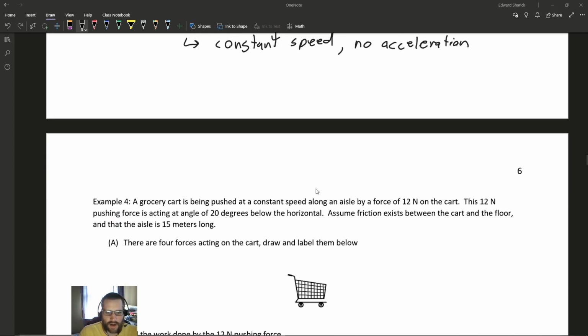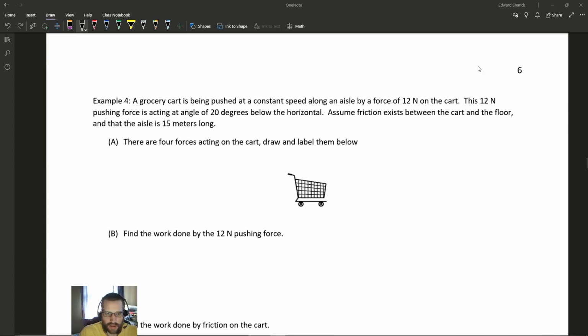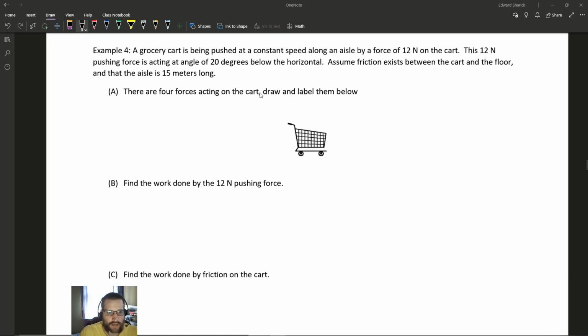All right, and finally for today, let's go through this page here. Example 4. So here, we have some grocery cart. It's a beautiful grocery cart. And it's being pushed at a constant speed along an aisle by a force of 12 newtons.